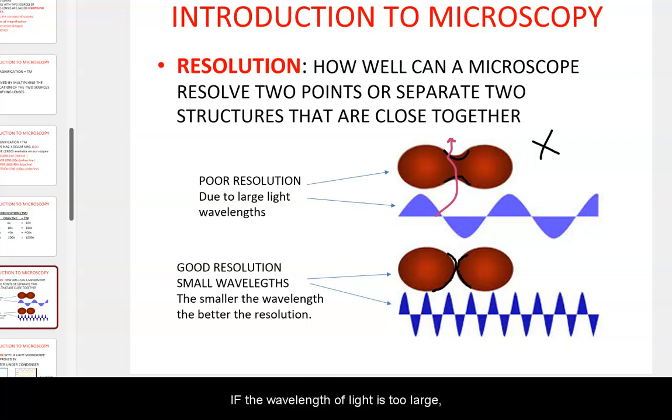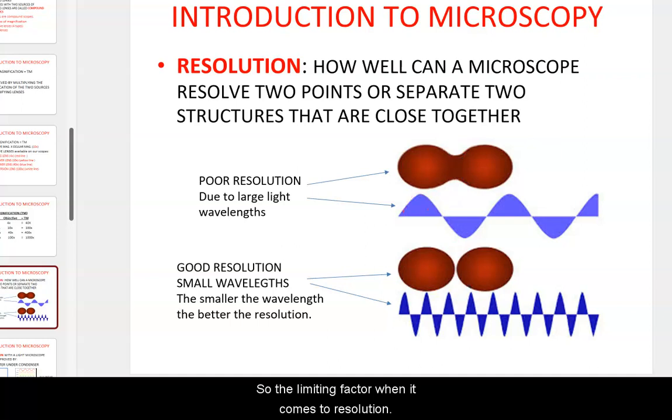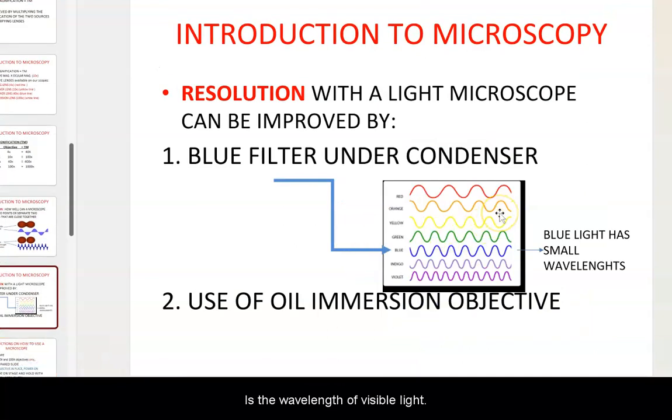If the wavelength of light is too large, it cannot travel in between the details of the specimen, and the image will have poor resolution. On the other hand, if we use wavelengths of light that are very small, they will be able to travel in between the minute structures of the specimen, and you will be able to resolve the specimen and get better resolution. So the limiting factor when it comes to resolution is the wavelength of visible light.